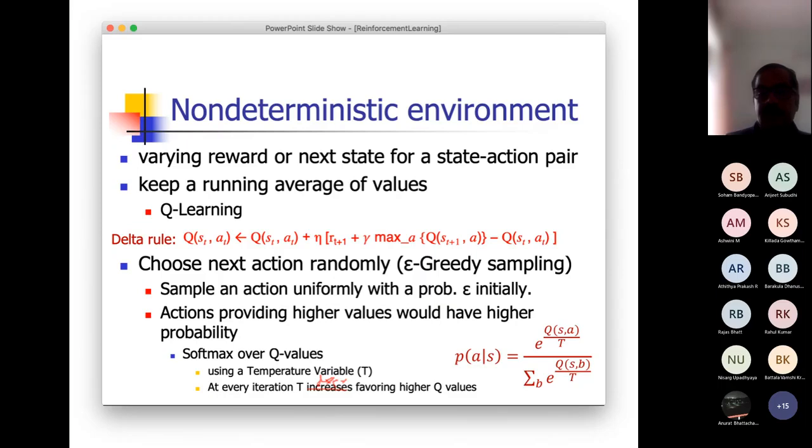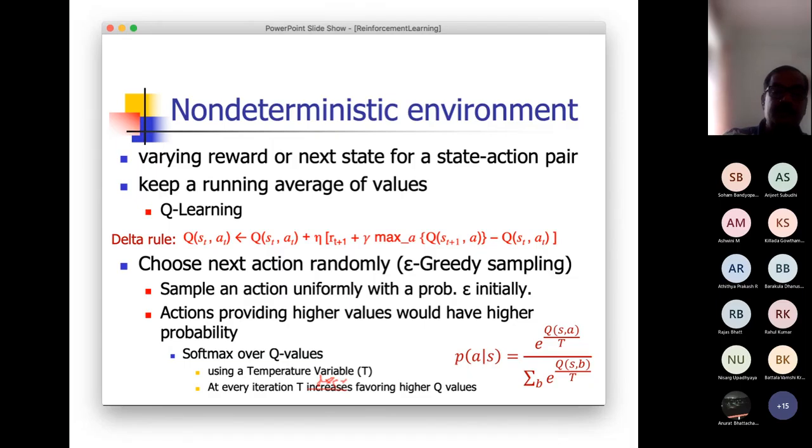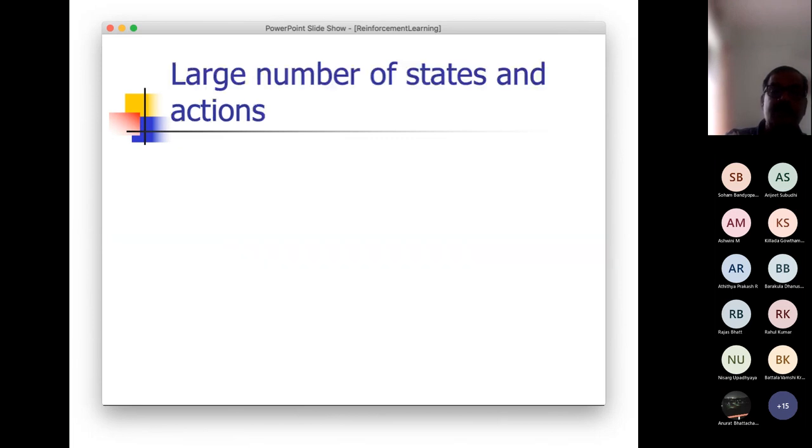when T is very small. So this is how you do it. You start with a very large T, but you decrease it, and finally you stop when the T is very small. So you are also sort of guaranteeing the convergence of this particular process.